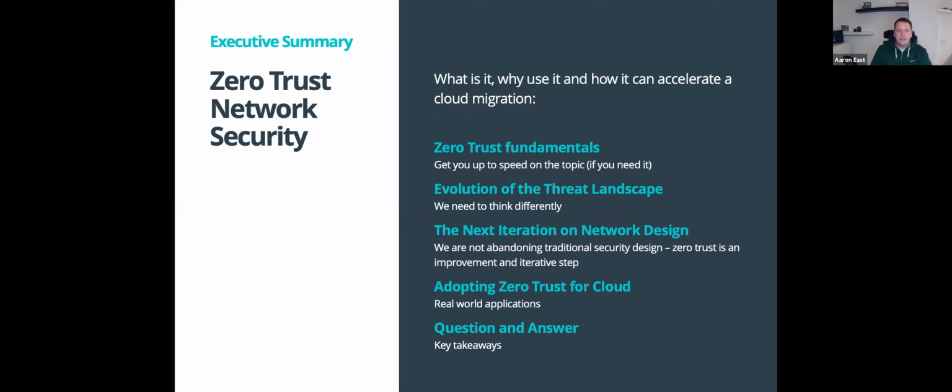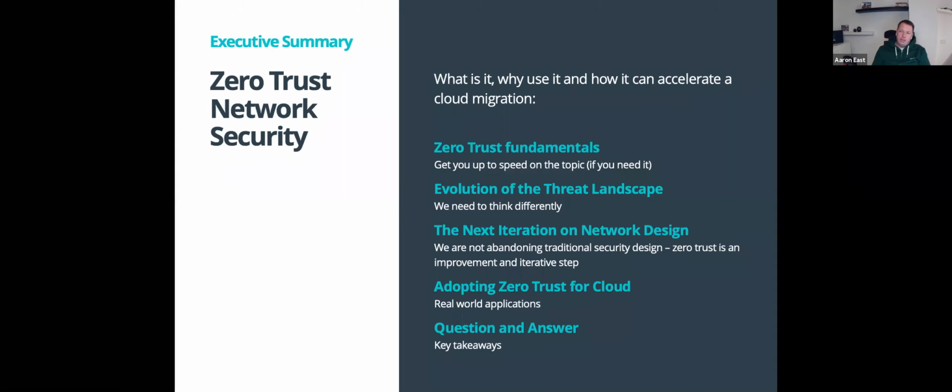So, zero trust network security. What is it? Why use it? And how can it accelerate your cloud migration? What I'm trying to do here is give you an overview of what it is, what we're talking about, the subject matter. I'm sure a lot of you have heard about this. It's becoming fairly prominent in the media as one of those catchphrases, zero trust. But I think we also need to understand why it's come out. So, the evolution of the threat landscape. We'll talk a bit about why zero trust has come about.